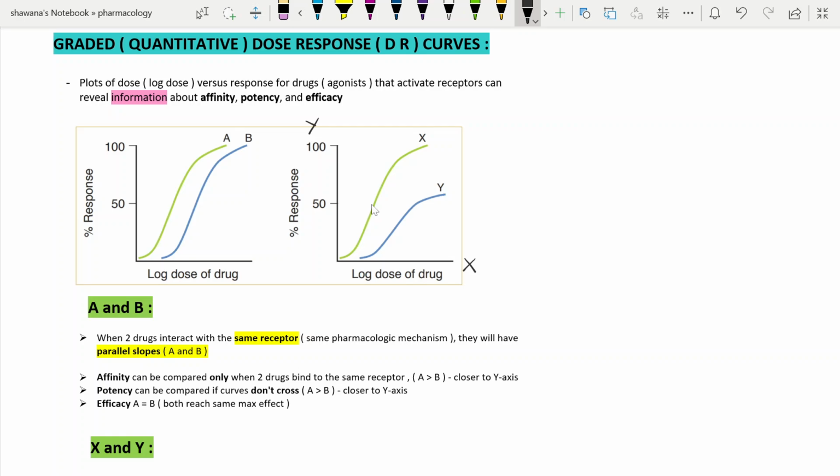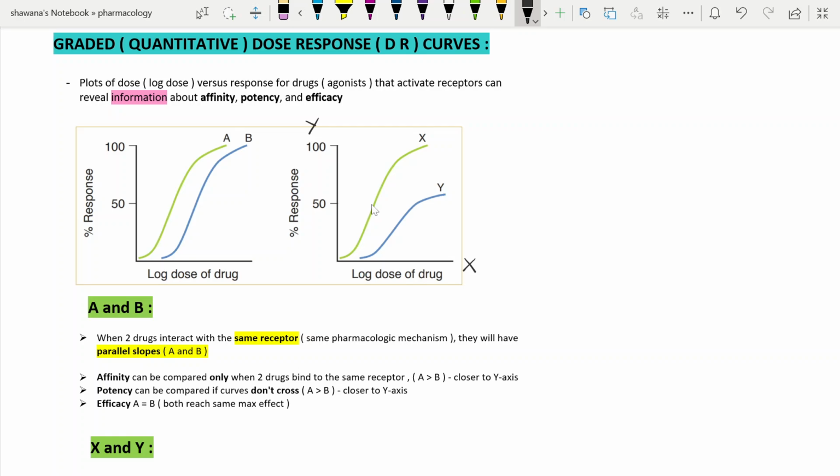So let's revise the terms affinity, potency, and efficacy. First of all, the affinity. Affinity is the ability of a drug to bind to a receptor, okay? And the only way the affinity of two drugs can be compared is if those two drugs have parallel slopes or parallel curves, right? So that the affinity of those two drugs can be compared.